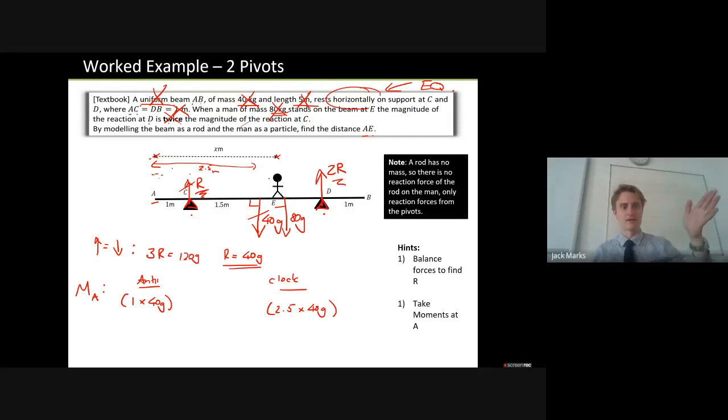What about the man? The man is mystery number away, but he is 80G. So he is 80G times X, which is the mystery distance away.